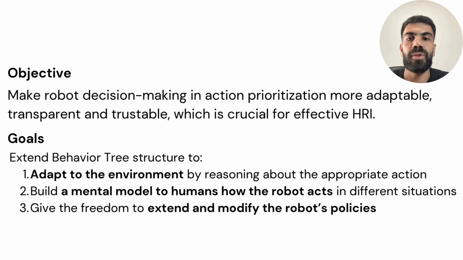In our attempt to improve human-robot interaction, we wanted to extend the behavior tree structure to adapt to the environment by reasoning about the appropriate action, build a meta model to show humans how the robot acts in different situations, and give humans the freedom to extend and modify the robot's policies.